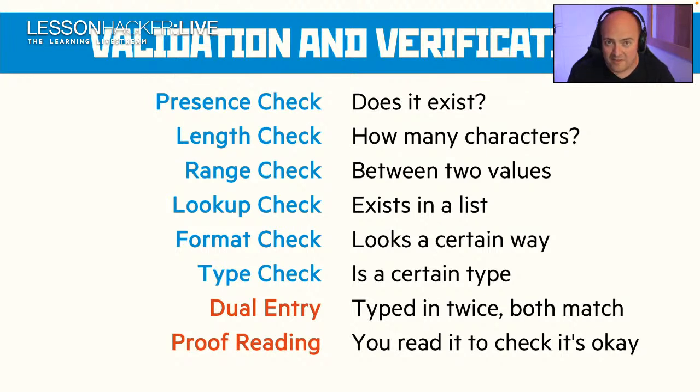And then the bottom two are verification. They don't check that it looks right. They check it is right, but they're very hard to code. You've got dual entry where you type it in twice. The most common thing about that is a password. So you're signing up for a service. It asks for your password twice to make sure that you've typed it in correctly. And then proofreading. But we all know proofreading is a difficult thing to do because your brain takes shortcuts.